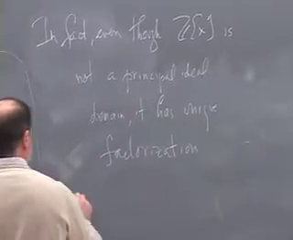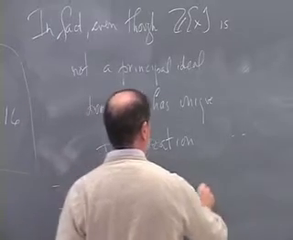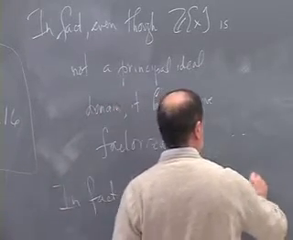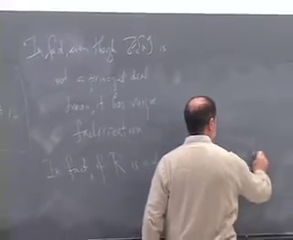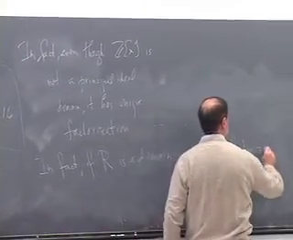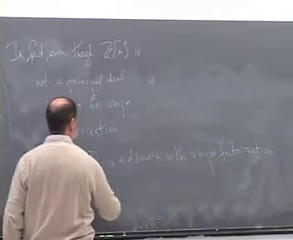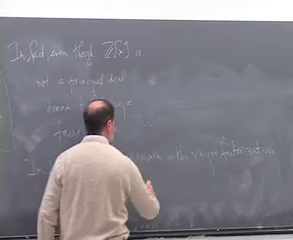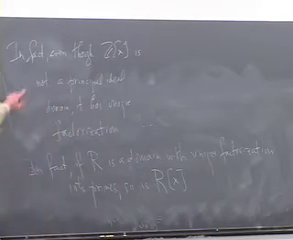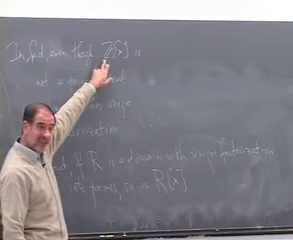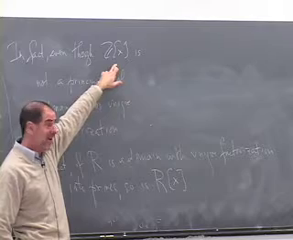In fact, if R is a domain with unique factorization into primes, so is the ring of polynomials over R. You see, Z has unique factorization. So we're going to see the polynomials over Z also have unique factorization.